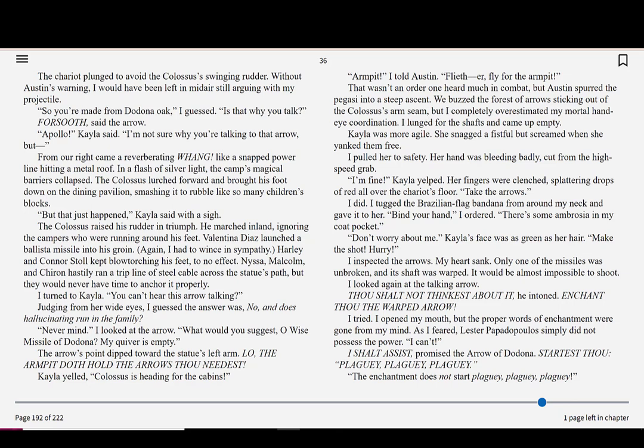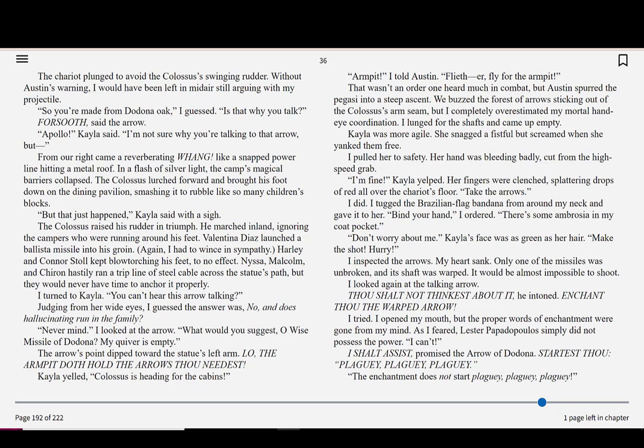Valentina Diaz launched a ballista missile into his groin. Again, I had to wince in sympathy. Harley and Connor Stoll kept blowtorching his feet, to no effect. Nyssa, Malcolm, and Chiron hastily ran a trip line of steel cable across the statue's path, but they would never have time to anchor it properly.